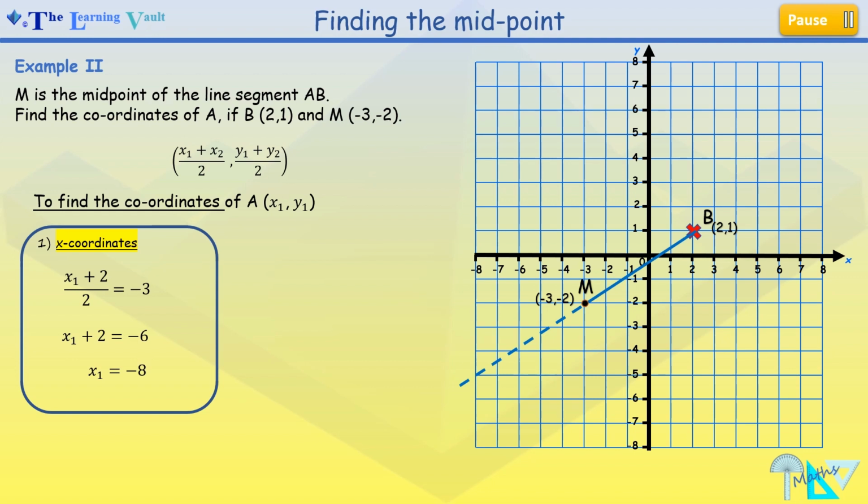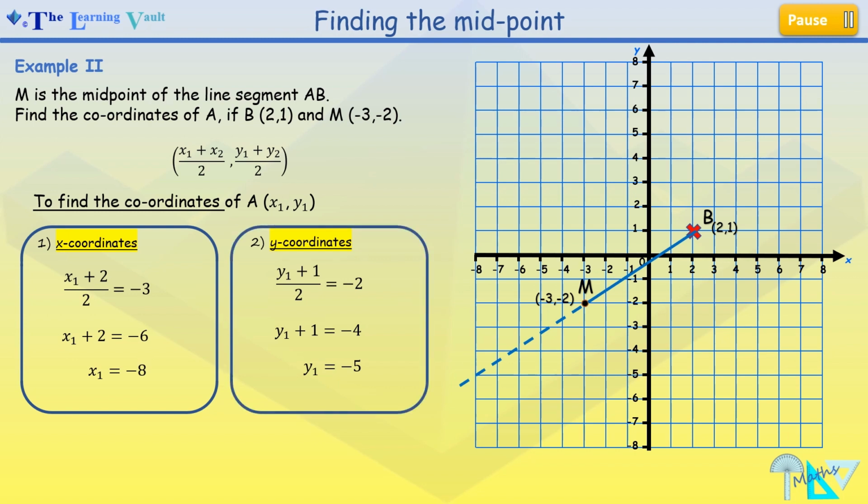Now let's look at the y-coordinates. We've got (y1 plus 1) all over 2 equals negative 2. And y1 plus 1 equals negative 4, so our y1 is negative 5. So we can tell that the coordinates for A are negative 8 and negative 5.